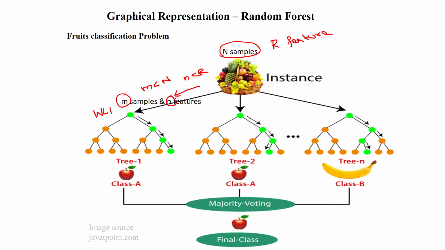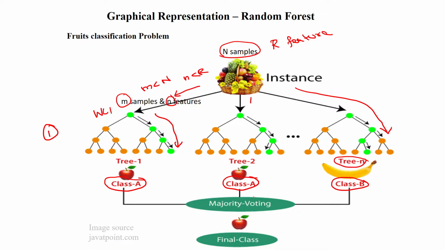For sample number 1, for example, weak learner 1 predicted class A. For the same sample number 1, weak learner 2 predicted class A. For sample number 1, weak learner n classified it as class B. Up to here, it is called bootstrapping.